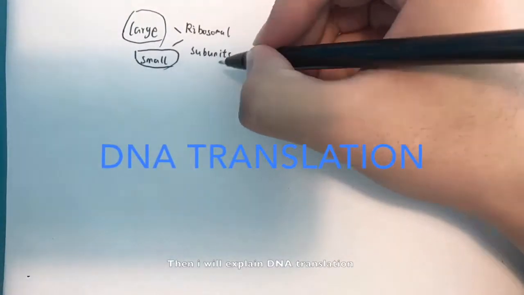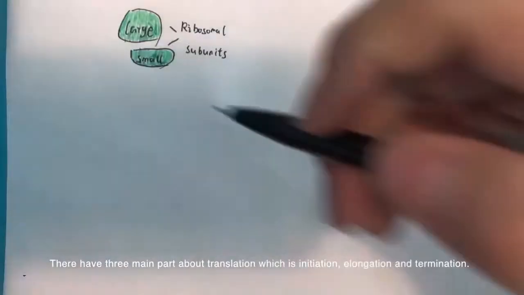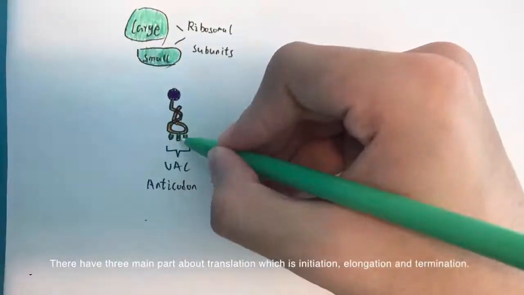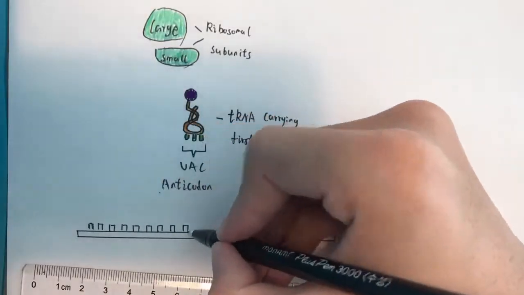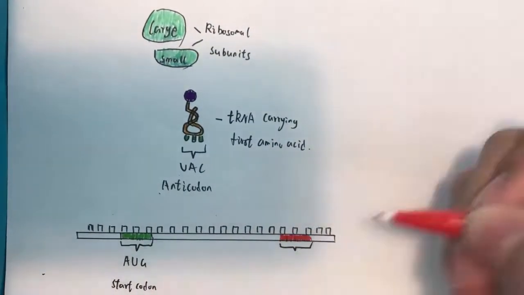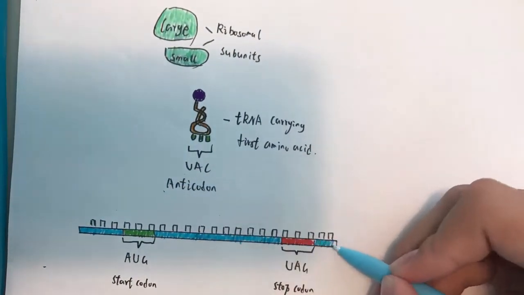Then I will explain translation. There are 3 main parts of translation, which are initiation, elongation, and termination. Those 2 gray parts are the ribosomal subunits. The gray part of the mRNA is the start codon and the red one is the stop codon.